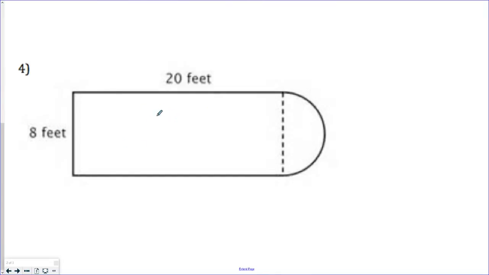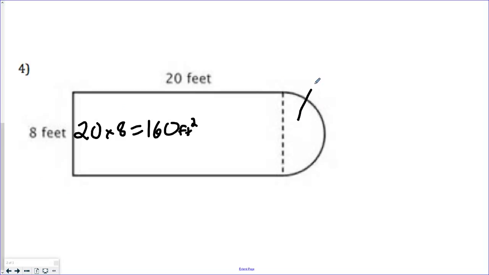This is another composite figure. It's composed of a rectangle and a half circle. So let's get the rectangle first. 20, which is the length, times 8, which is the width, gives me 160 feet squared. So that is the area of the rectangle.